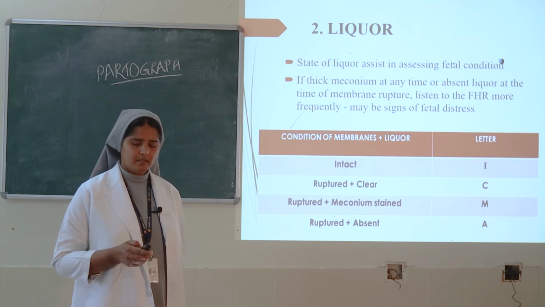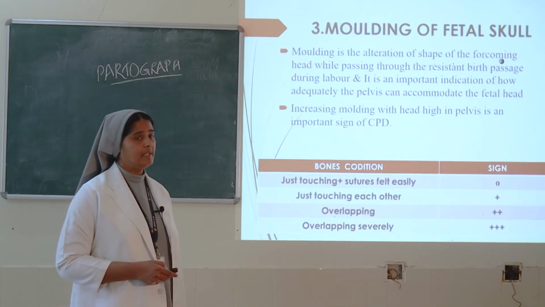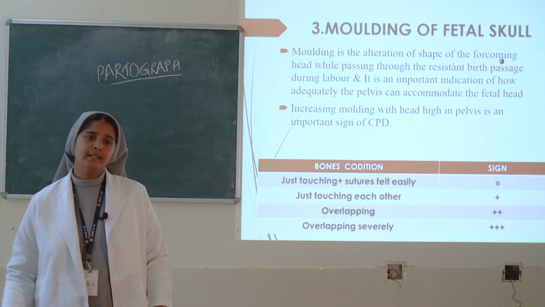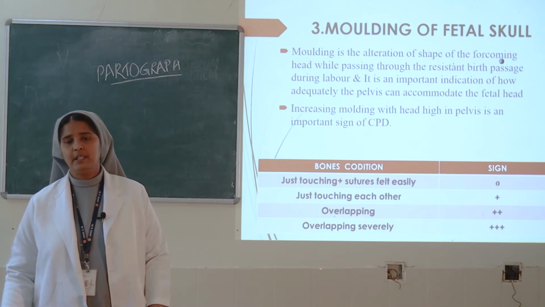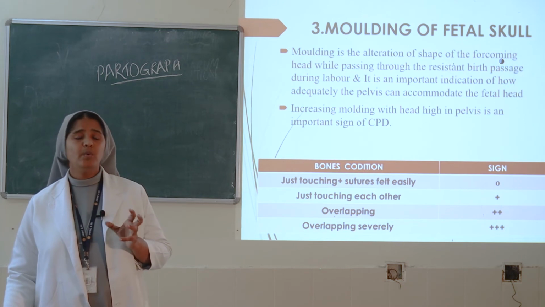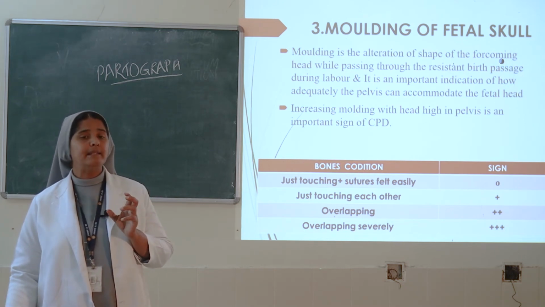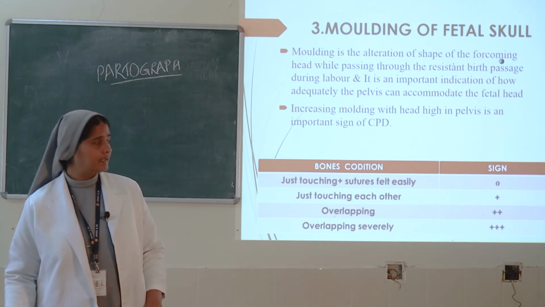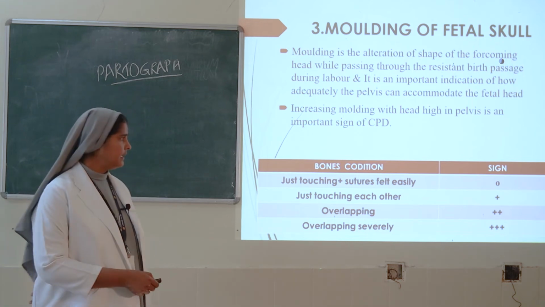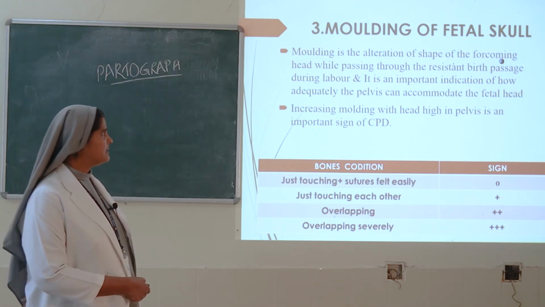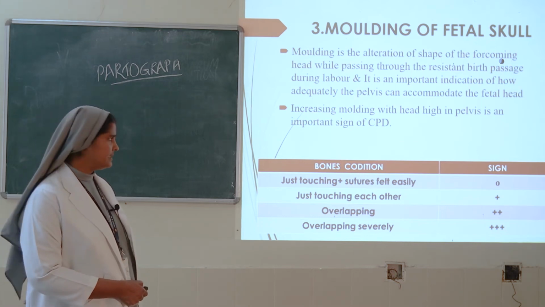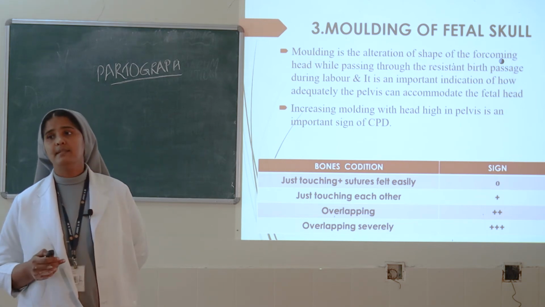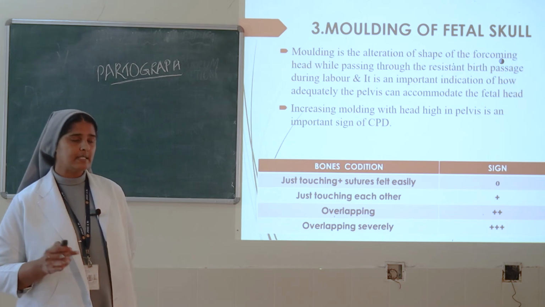And the third component is the moulding of the fetal skull. Moulding of the fetal skull we can assess by doing the per vaginal examination. When we do the per vaginal examination, we can assess how the fetal skull or the parietal bones are, and based on that we can say whether moulding has taken place. If the bones are just touching, both parietal bones are just touching and we are able to feel the suture easily, then moulding has not taken place. Okay, we can just assess the sutures.